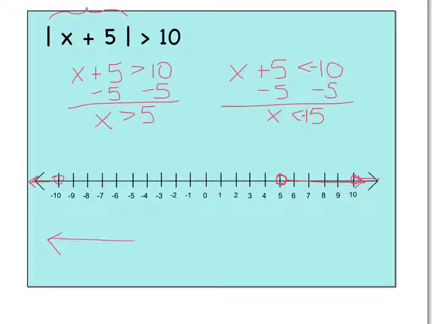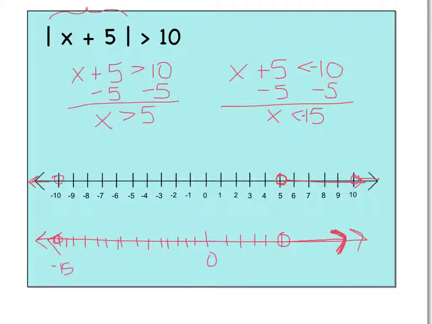So our number line is going to look like this. We'd have 0 here, 1, 2, 3, 4, 5. So x had to be greater than 5. And then 1, 2, 3, 4, 5, 6, 7, 8, 9, 10, 11, 12, 13, 14, 15. X has to be less than negative 15. I should probably change this color here. So this is going this way, this is going this way.